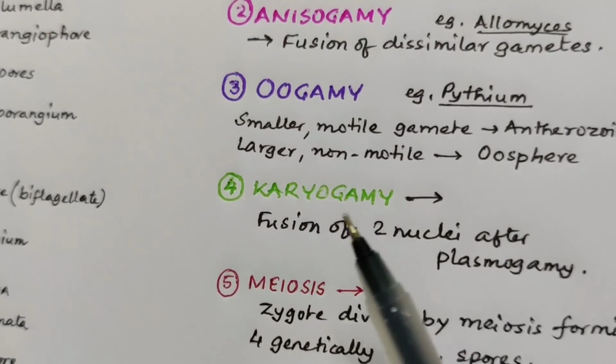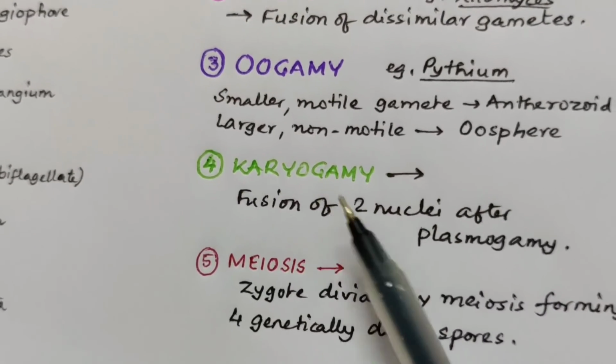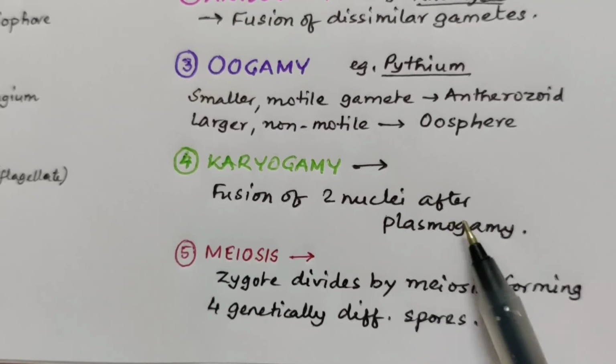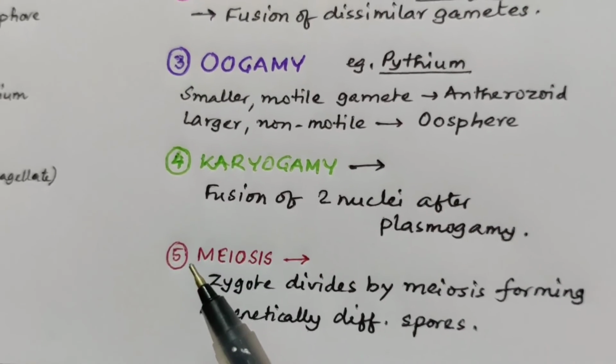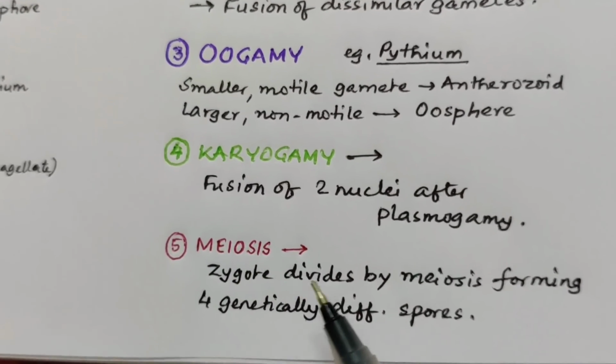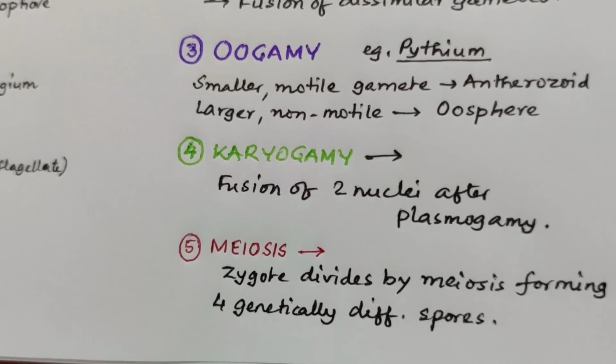Number 4 is karyogamy. Karyogamy is the fusion of two nuclei. Karyon means nucleus. Here there is a fusion of two nuclei. It takes place after plasmogamy. Number 5, the fifth type of sexual reproduction is meiosis, where the zygote divides by meiosis, forming 4 genetically different spores.